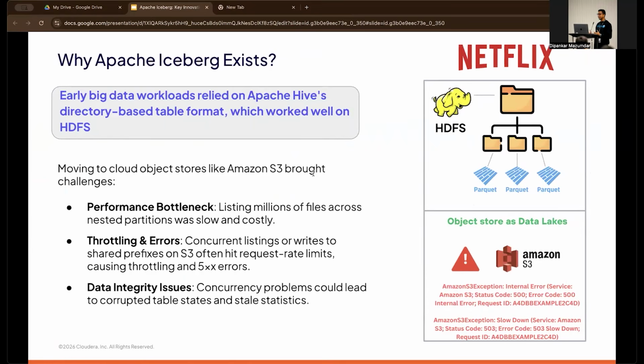All right, so diving straight into Iceberg. Iceberg came out of Netflix, and I'll talk a little bit about the context. If we take a step back, most early big data workloads were built on Apache Hive tables that were running on HDFS.